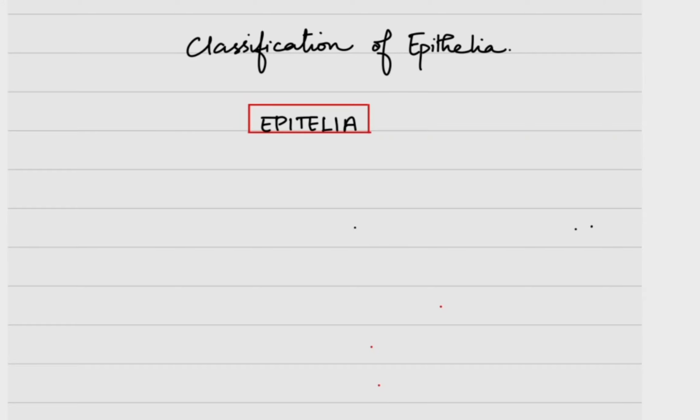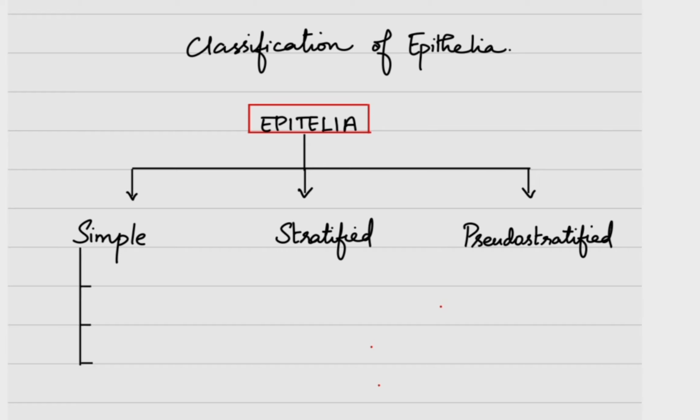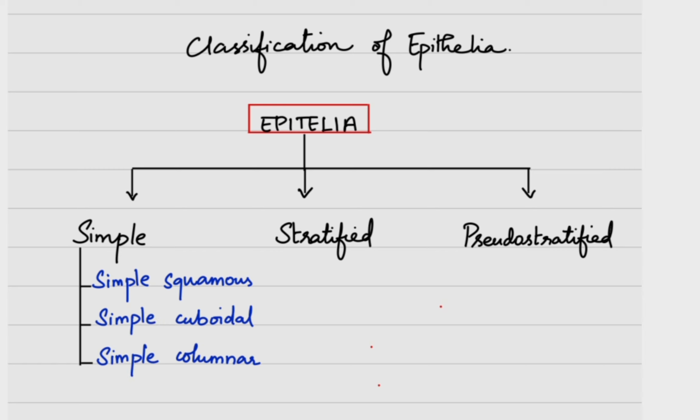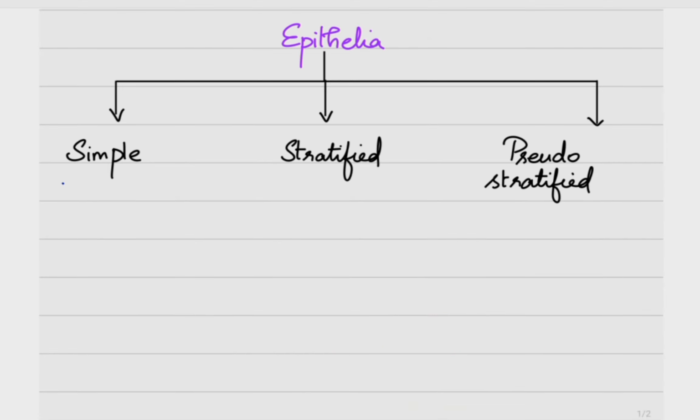So, today let's see about the classification of epithelia. Epithelia is first classified as simple, stratified, and pseudostratified. Simple is further classified as simple squamous, simple cuboidal, and simple columnar. Stratified is classified into four types: stratified squamous, stratified cuboidal, stratified columnar, and transitional epithelium. Pseudostratified is only of one type.